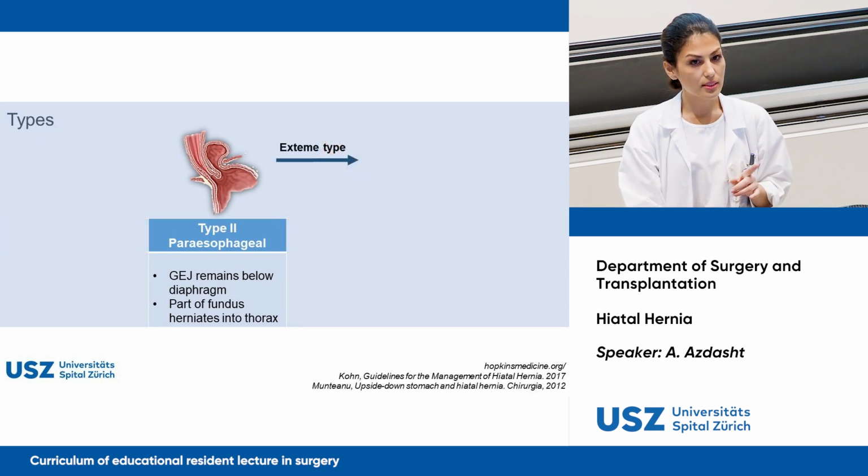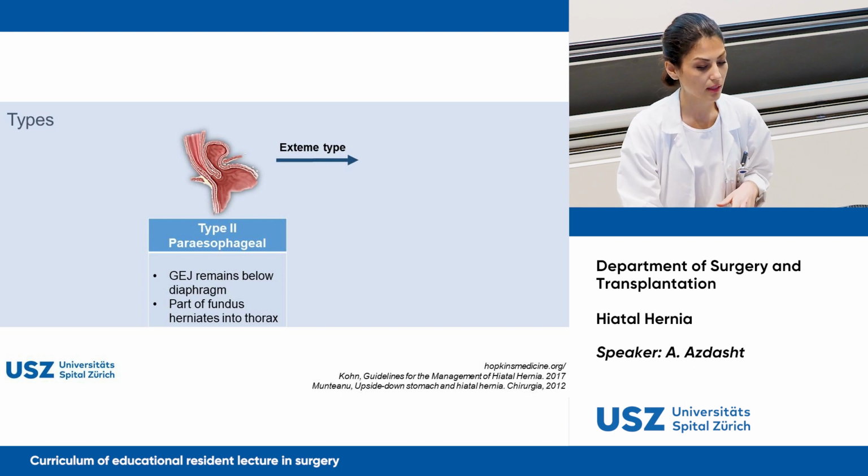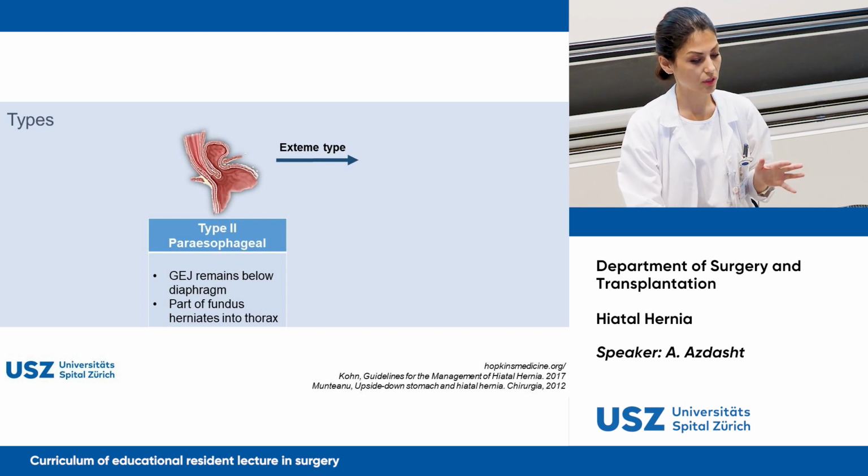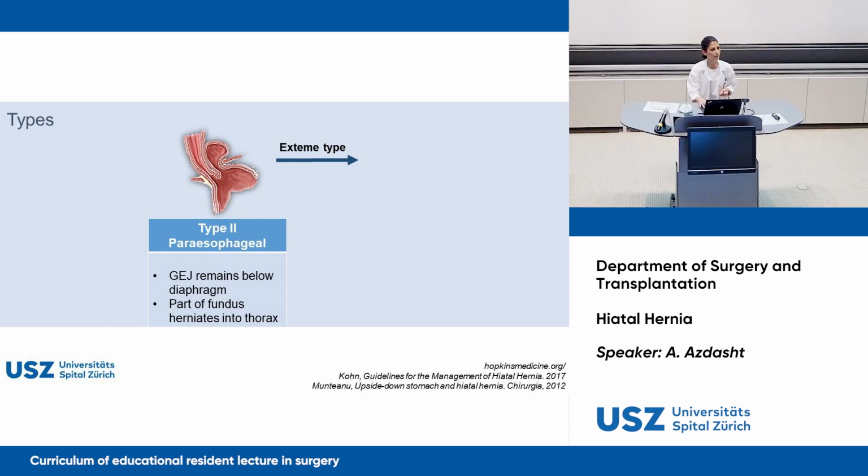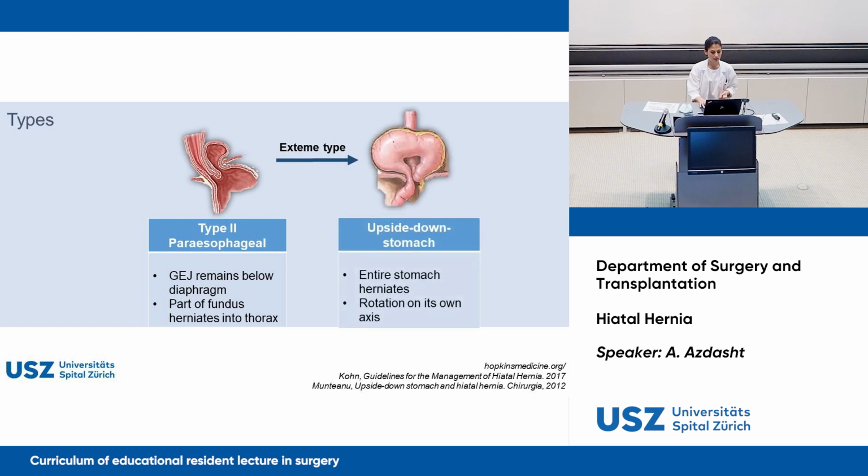And then there is one type, the paraesophageal type 2, which has an extreme type. Maybe one of my colleagues knows how it is called? I guess it's the upside down stomach. Exactly, thank you. It is the upside down stomach.